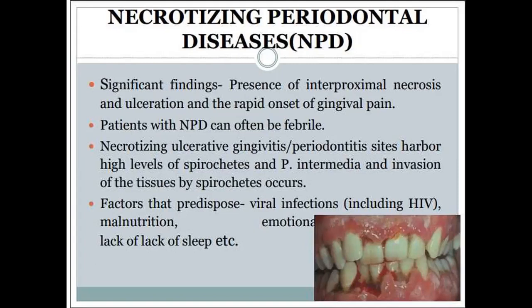The two most significant findings used in the diagnosis of this condition are, one, the presence of interproximal necrosis and ulceration, and second, the rapid onset of gingival pain. Patients with this condition can often be febrile. Necrotizing ulcerative gingivitis or periodontitis sites harbor high levels of spirochetes and Prevotella intermedia, and invasion of the tissues by spirochetes has been shown to occur. Factors that predispose children to this condition include viral infections like HIV, malnutrition, emotional stress, lack of sleep, and a variety of systemic diseases.